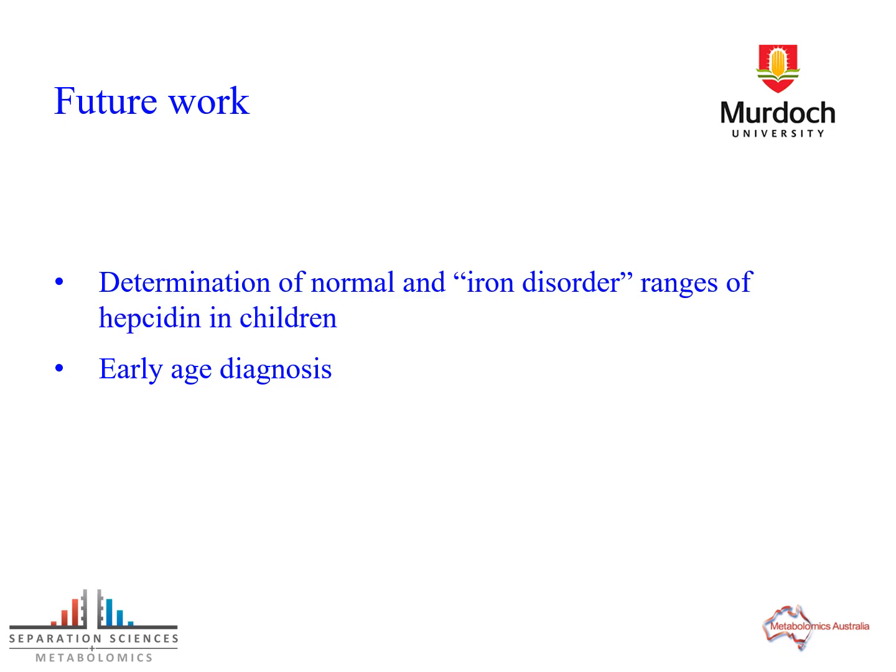And some of the future work that we really are very keen to do is the determination of normal and iron disorder ranges of hepcidin in children in WA. And the reason for doing that is that under routine circumstances, we can include hepcidin analysis because we can do that very, very cheaply, and it's getting cheaper all the time. So we could routinely be screening to look at hepcidin levels, and if we've got normal ranges, then we can actually start to indicate whether a patient should go and be screened for hemochromatosis.